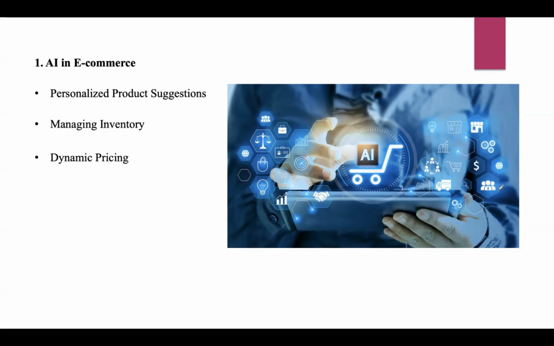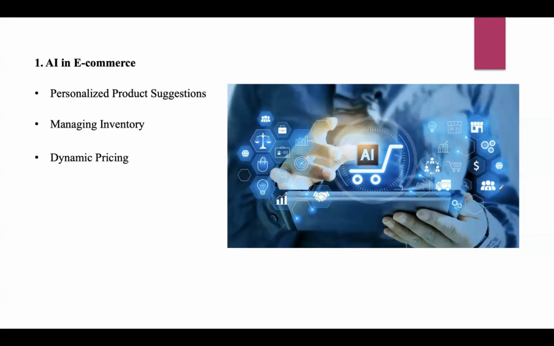So if you take personalized product suggestions, AI looks at what you have looked at and bought before and suggests things you might really like. So it's like having a personal shopper who knows your style, making your online shopping more fun and helping you discover new things you might want to buy.